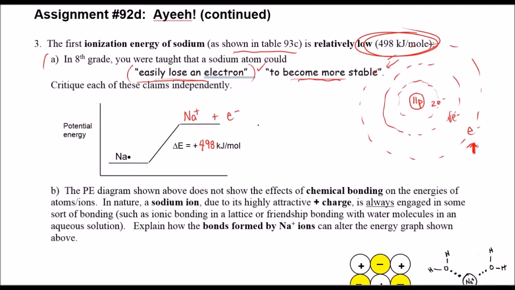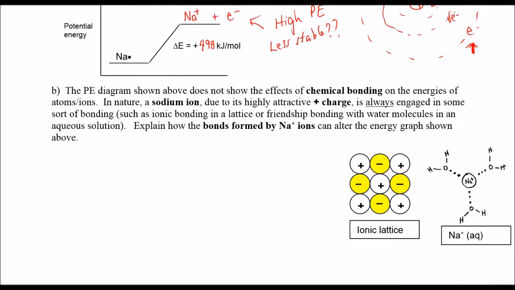But to become more stable, we have a problem, because here, this is a high potential energy state, and therefore is less stable than the neutral atom. So we have a problem. What you were taught in 8th grade is only a partial truth. We have a problem. The solution to the puzzle we had above is going to lie in the concepts of bonding, chemical bonding. So here we saw that just making the ion itself is not making it more stable.